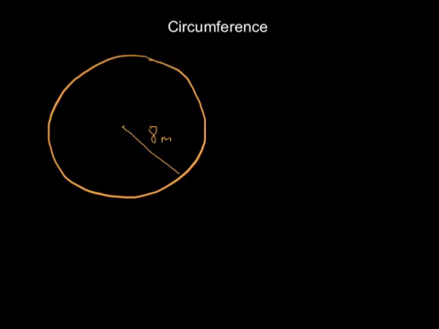So for shapes that have just straight lines, it's really straightforward. All you do is add up the length of the sides. Circular shapes are a little bit more tricky. When you are trying to get the perimeter of a circle, it's called the circumference. And here's my badly drawn circle. And the formula for a circumference is C equals 2 times pi times r.